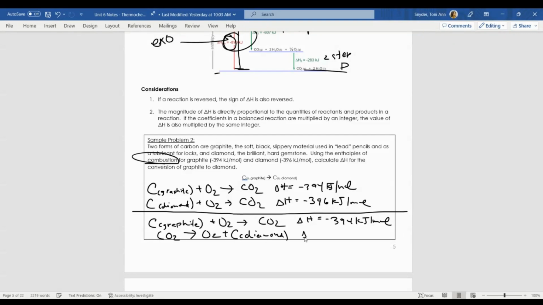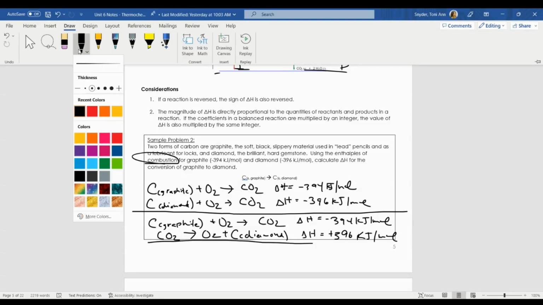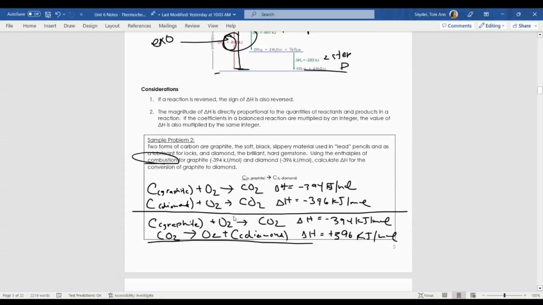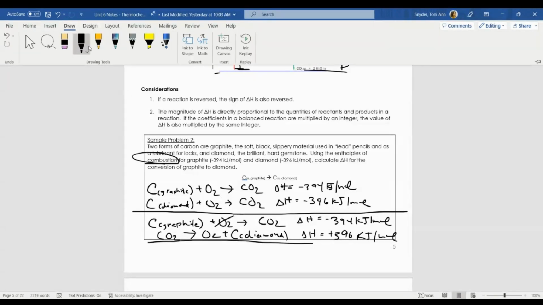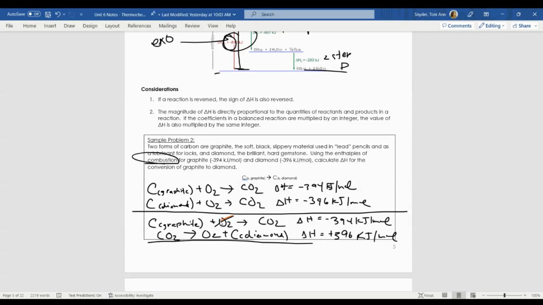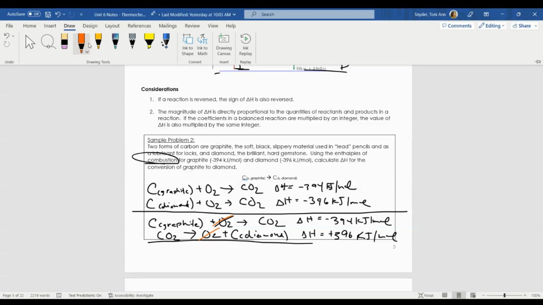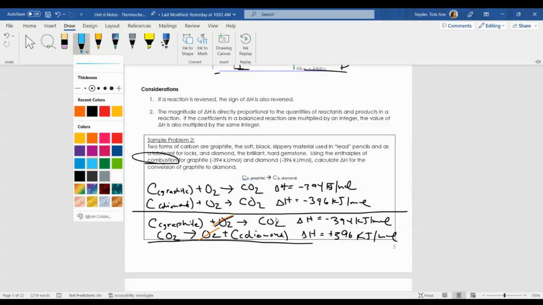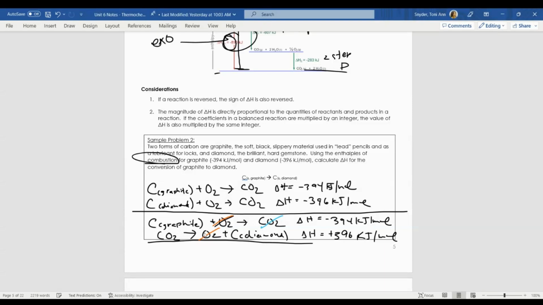But if I switch that reaction, the sign of my delta H must also change. So this would be positive 396 kilojoules per mole. So if we see here, if a reaction is reversed, the sign of delta H is also reversed. So let's go ahead and do some cancellations here. Looks like I have O2 as a reactant in this top one, and I have O2 as a product in the second one. So that oxygen is getting canceled. And it looks like I can do it again, because I have CO2 as a product in this first reaction, and I have CO2 as a reactant in my second reaction.